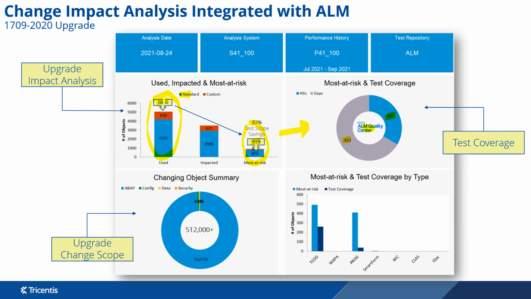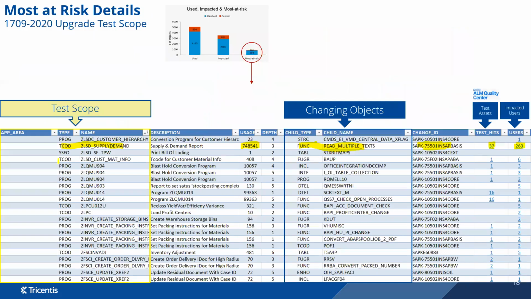Don't go out and try to test everything. Don't do a whole bunch of unnecessary testing. Only test what's necessary. And we can actually pinpoint right here the 919 that you need to test. So this is the test scope. We've just cut down your test scope by 82%.